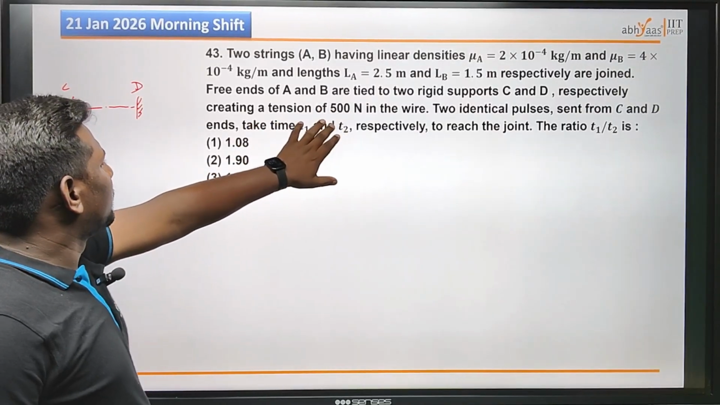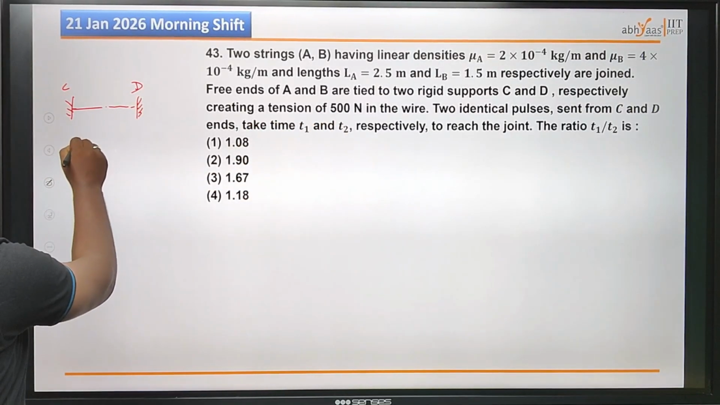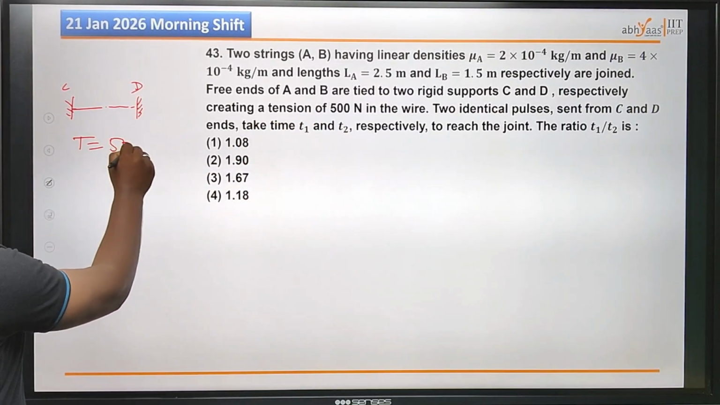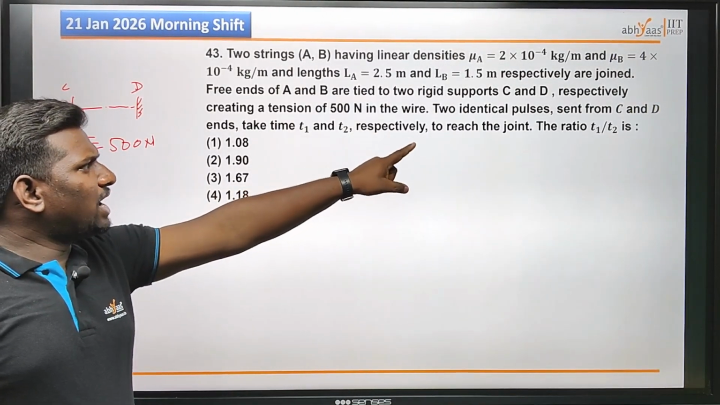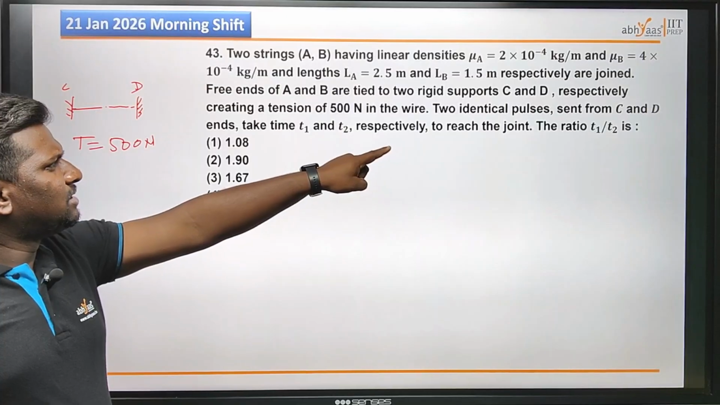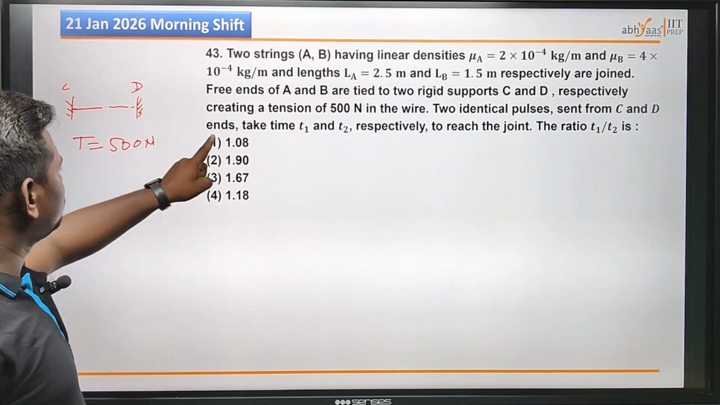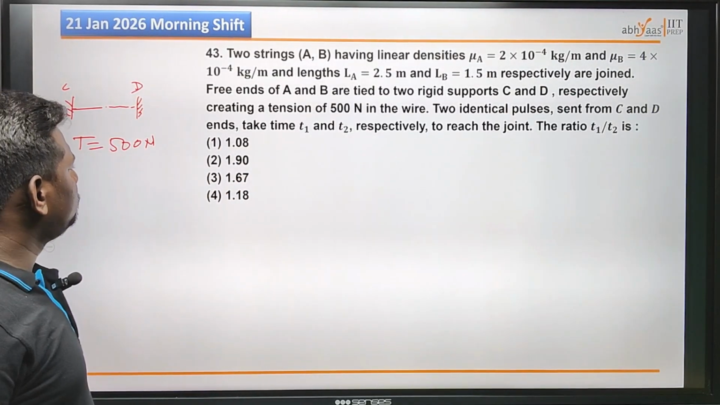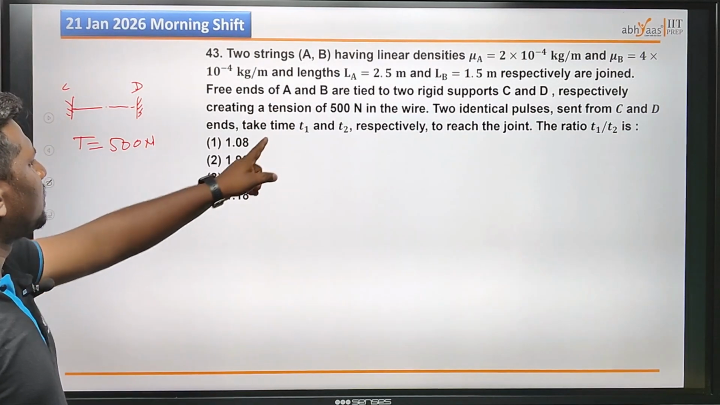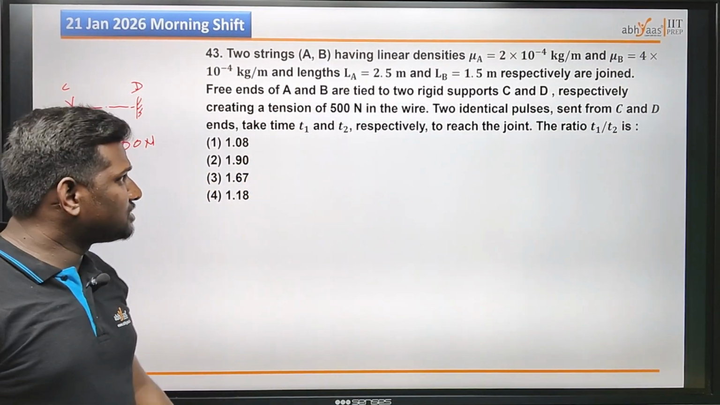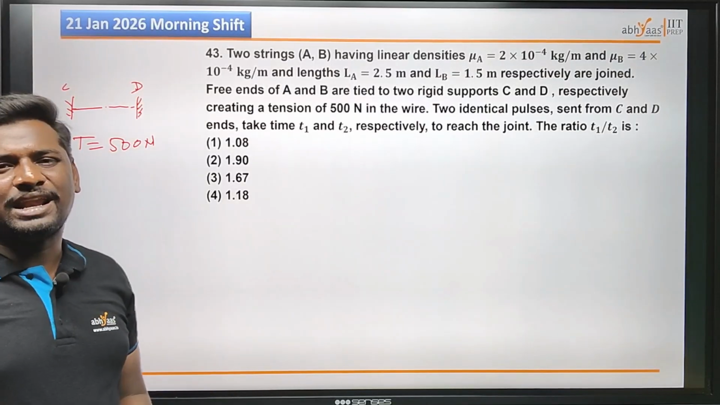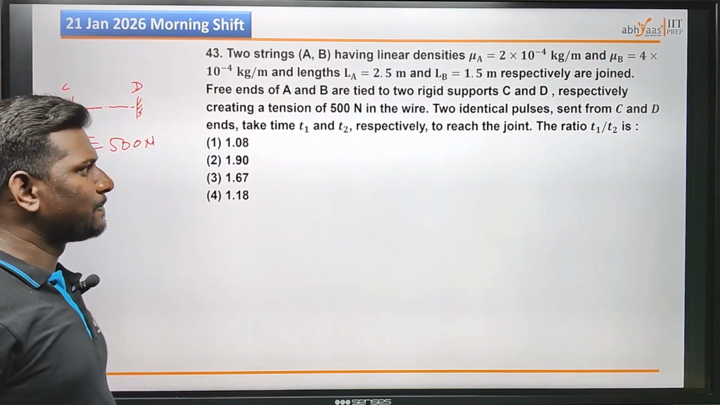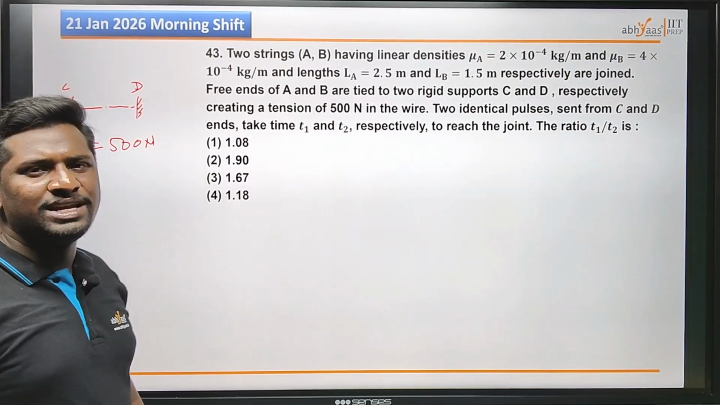Creating a tension of 500 newtons. Tension is 500 newton. Two identical pulses sent from C and D take time T1 and T2 respectively to reach the joint. What is the ratio of T1 by T2? What do you have to find? You have to find the time.